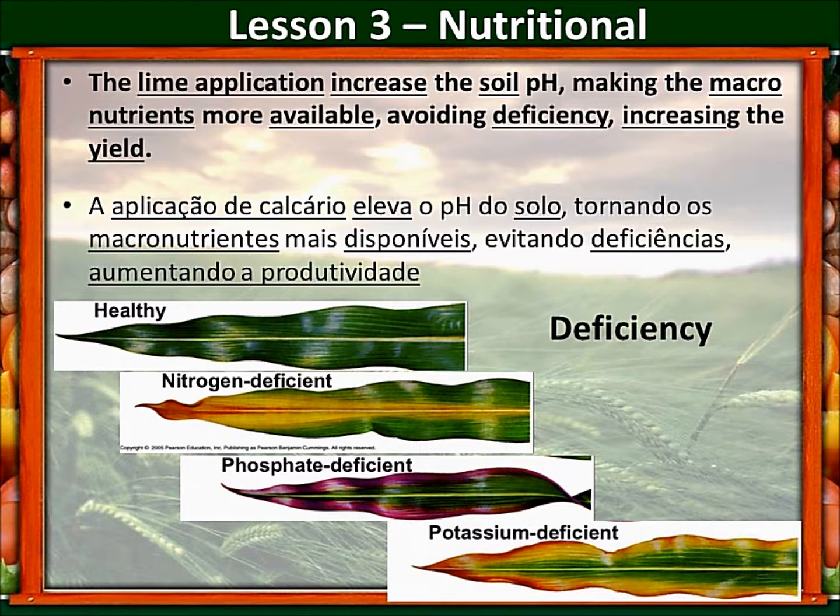Now, potassium deficiency, you have like a burn on the edge of the leaf, okay? Nitrogen, phosphorus, and potassium, they are translocatable, so you will see the deficiency symptoms on the lower older leaves.